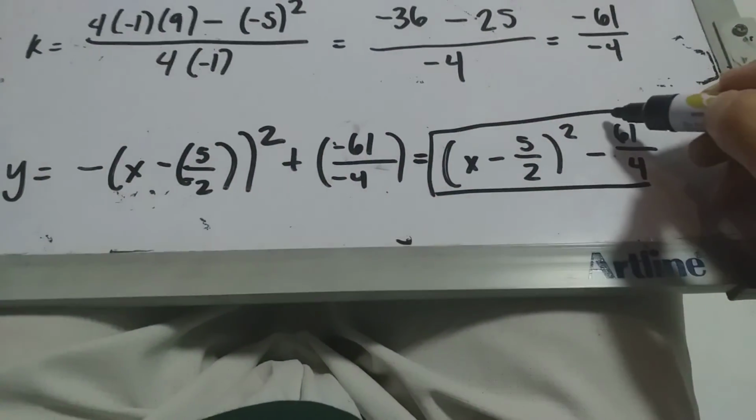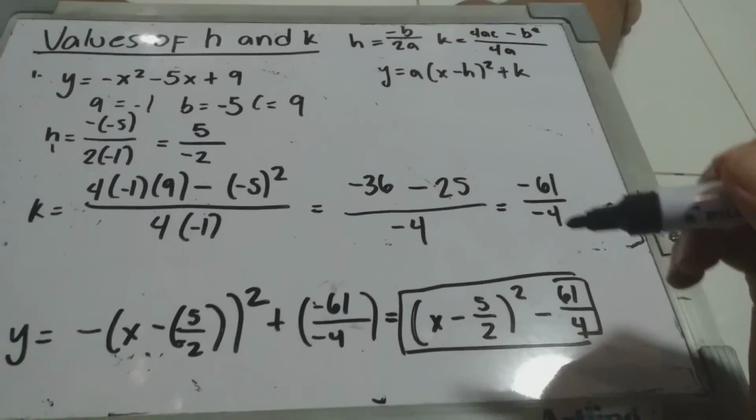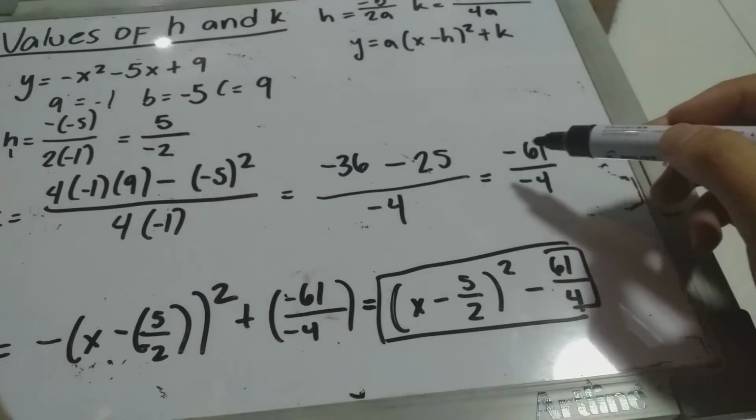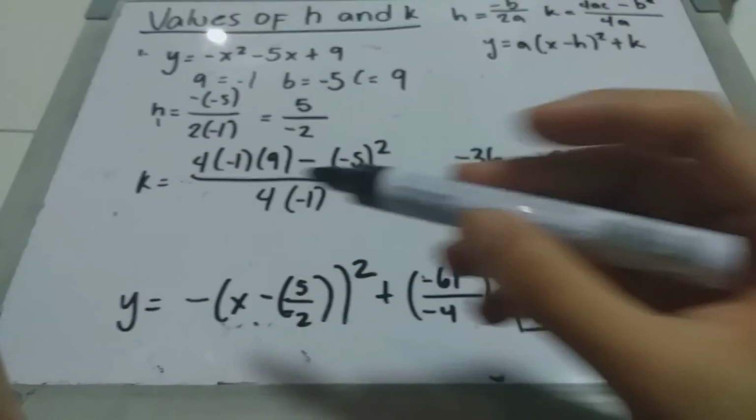This is the vertex form of this equation. And your values of h and k are negative 5 over negative 2 and negative 61 over negative 4 for your k. That's it.